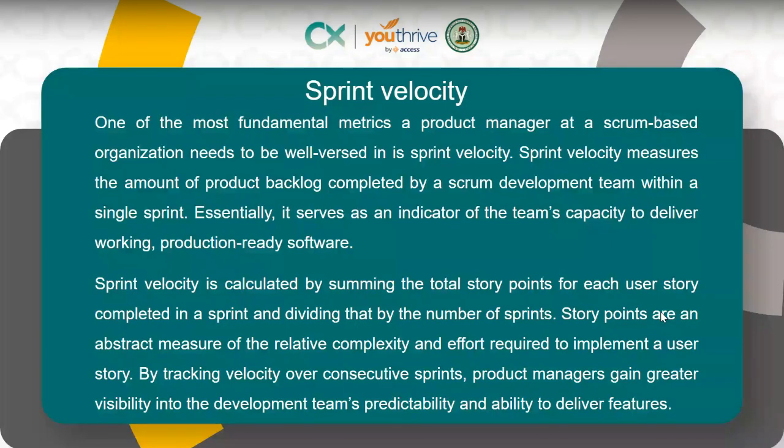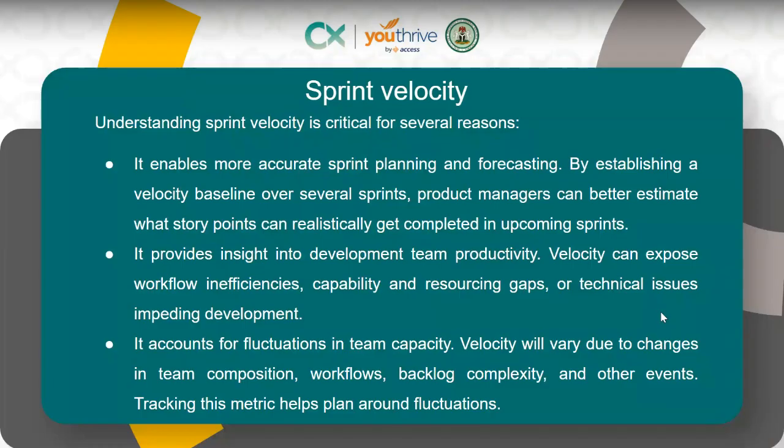So understanding sprint velocity is critical for several reasons. One, it enables more accurate sprint planning and forecasting, like what I explained. By establishing your velocity baseline over several sprints, product managers can better estimate what story points can realistically get completed in upcoming sprints. So with your sprint velocity, you can tell that assigning a 5 story point item doesn't seem like something that can be completed in 1 sprint. So you might say, okay, let's split this user story into 2 phases.